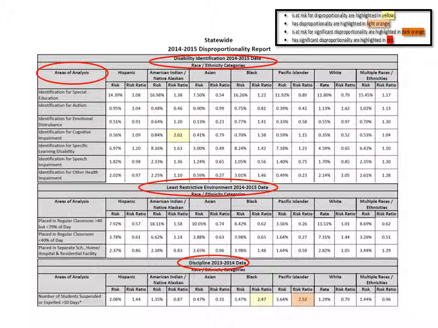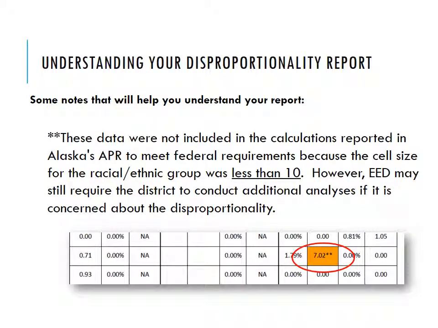Going across the page, you'll see that the numbers are broken out into race and ethnicity categories, and there's a risk and then a risk ratio for identification, for least restrictive environment, and finally for discipline.